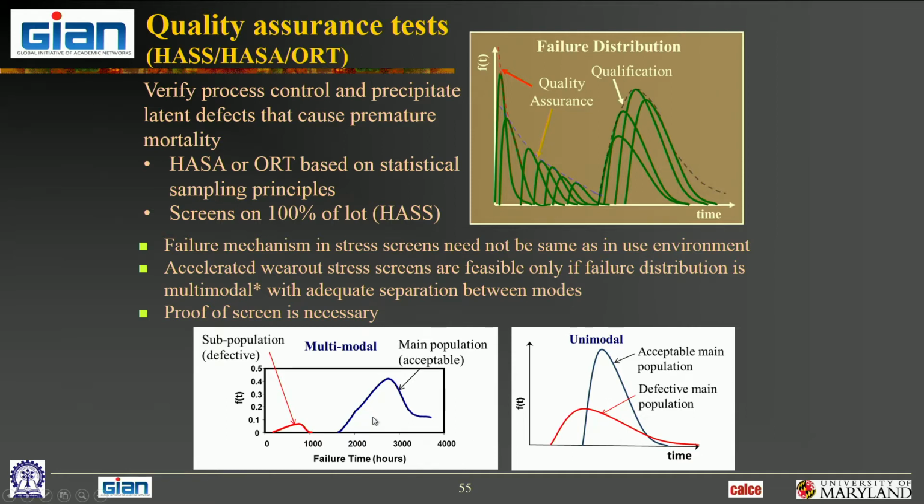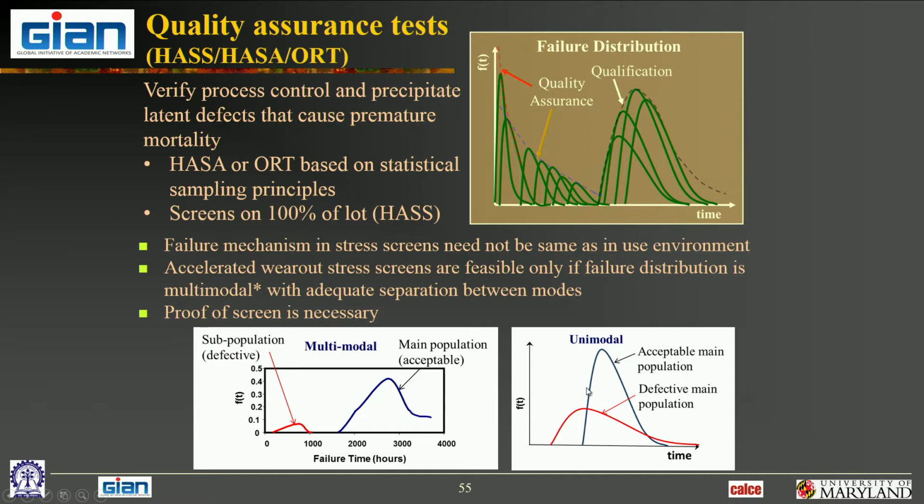Now, here's the common sense. Quantitatively, it's way more complex and you have to do a lot of calculations, but qualitatively, the common sense version is this. If you have multiple distributions in your population, that means you have a main population that's good, and a separate subpopulation that's bad. Then you stand a chance that you may be able to design a screen to get rid of the red population and ship out the blue population, provided the red and the blue are sufficiently separated. That means if I screen long enough to screen out these bad guys, I still have a reasonable amount of life left. But if there's not enough gap between the subpopulation and the main population, you can't screen that out, because by the time you remove all of those, there's very little life left in the good part. Everyone understand that?